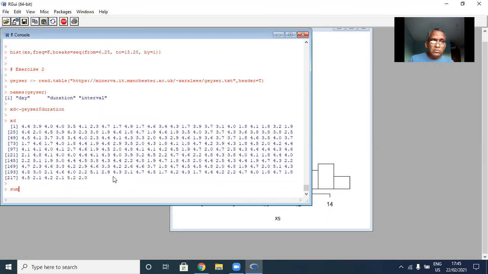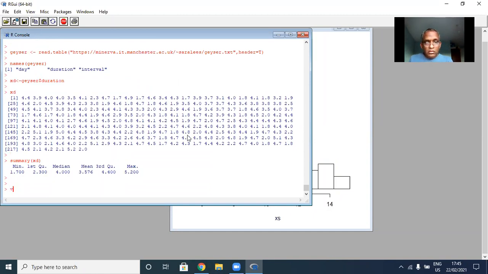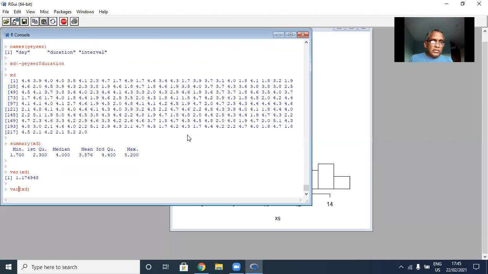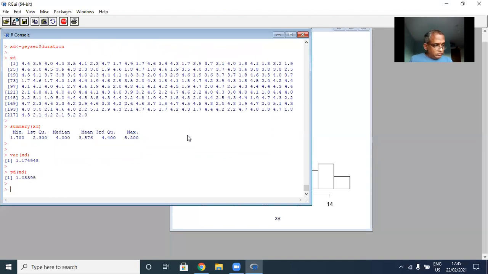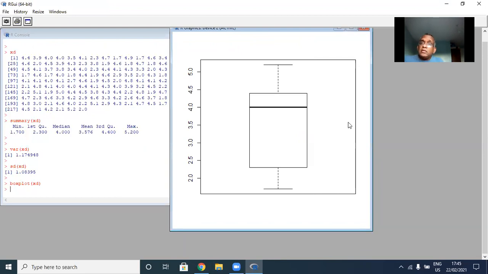All right, so let's do a summary statistic. The summary of this data set is this. So you can see the smallest duration is 1.7, the largest duration is 5.2, the median is 4, and so on. The variability of the durations is this. The standard deviation of the duration is this. Now, if you do a box plot of XD, it looks something like this. As you can see immediately, this distribution is not symmetric, it's highly skewed.